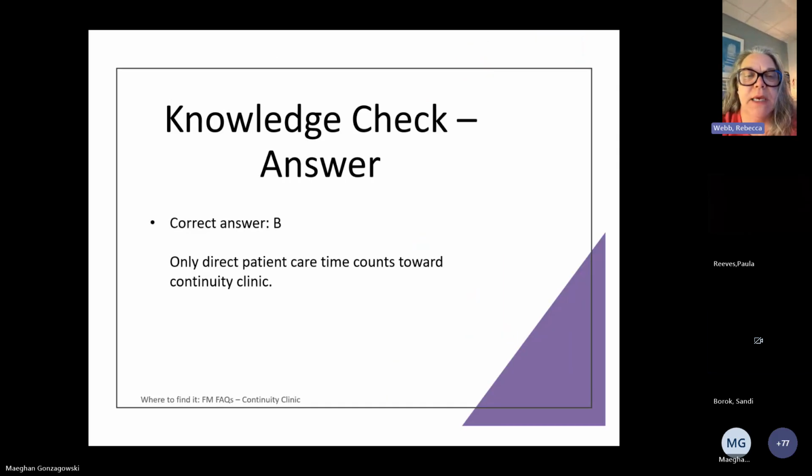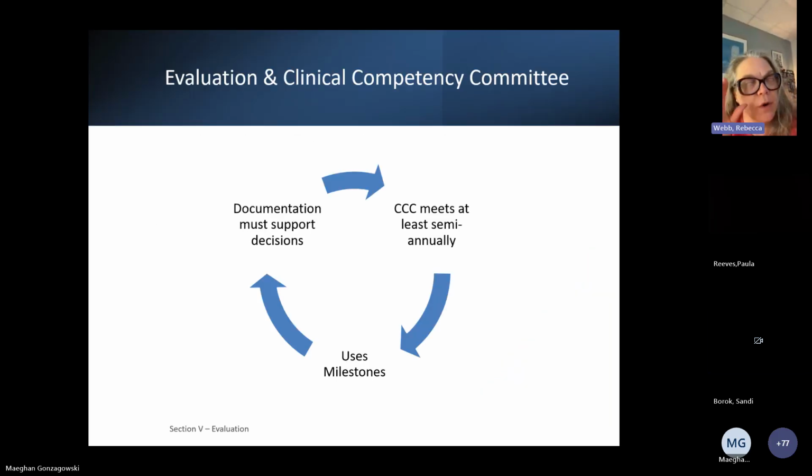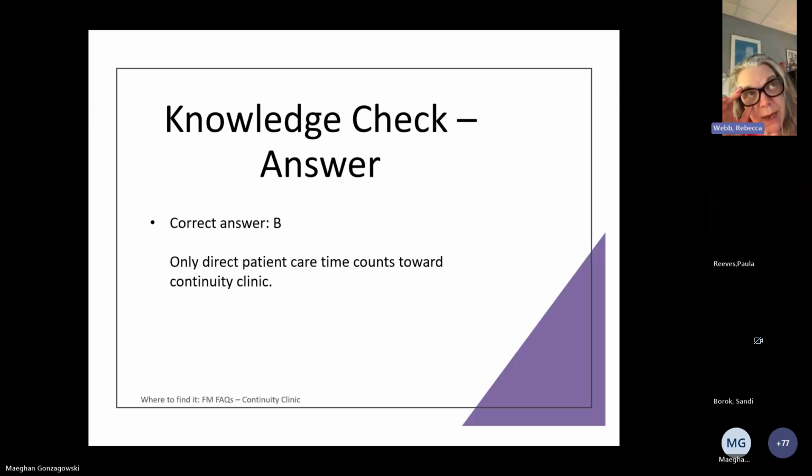Correct. Answer is B. Only direct patient care time counts towards continuity clinic. So when you're putting in how many hours they were in continuity clinic at the end of the year in WebADS, you need to make sure that you're not calculating any time that they would have been charting. If they had 20 minutes free in clinic and decided to chart during that time, it does not count towards continuity clinic.